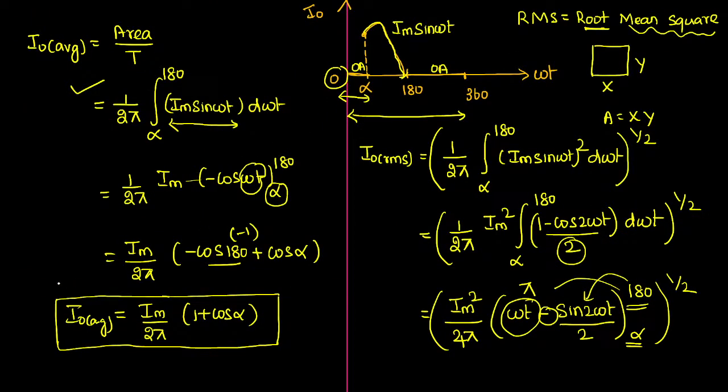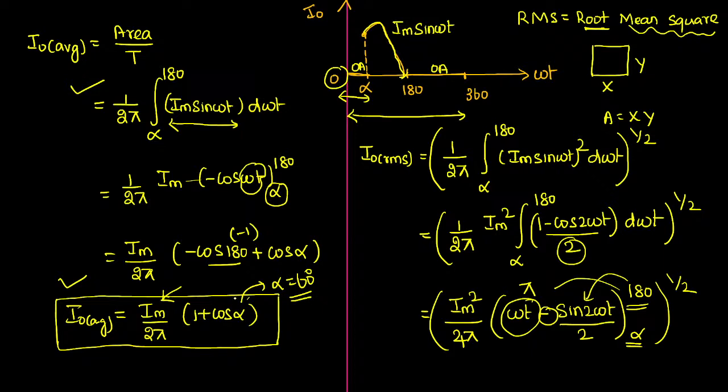Where is I naught average? This is the question, right? If you want to know the value of I naught average, what are all the parameters that you must know? You have to know the value of alpha. Alpha is already defined, alpha equal to 60 degree. Yes, sir. But what is the value that is not known to us? The value of Imax is not known.